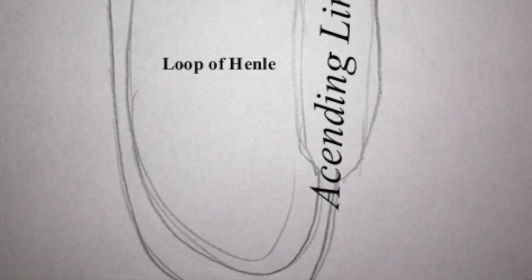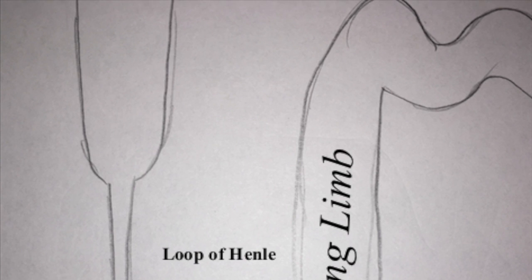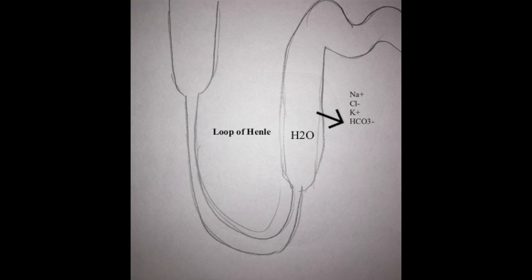The next section of the loop of Henle is the ascending limb. The ascending limb is highly permeable to ions, but has low permeability to H2O. Bicarbonate, Na+ ions, potassium ions, and chloride ions are reabsorbed by active transport.